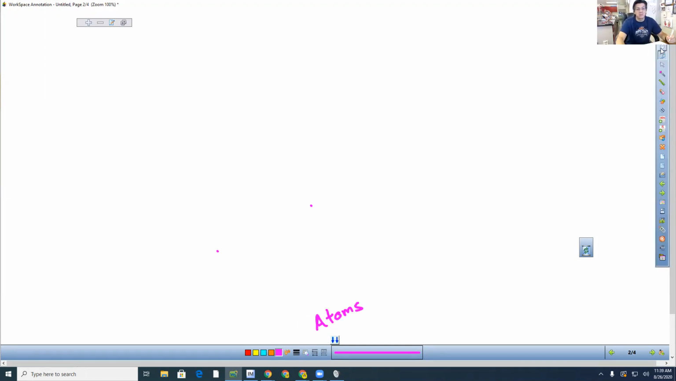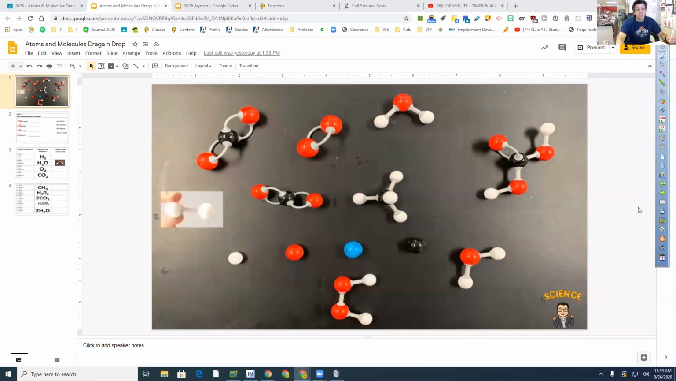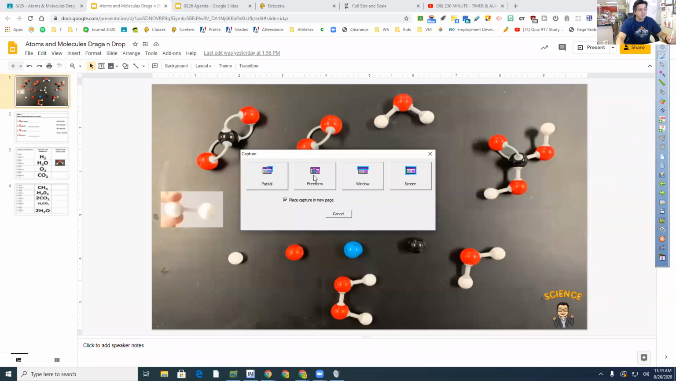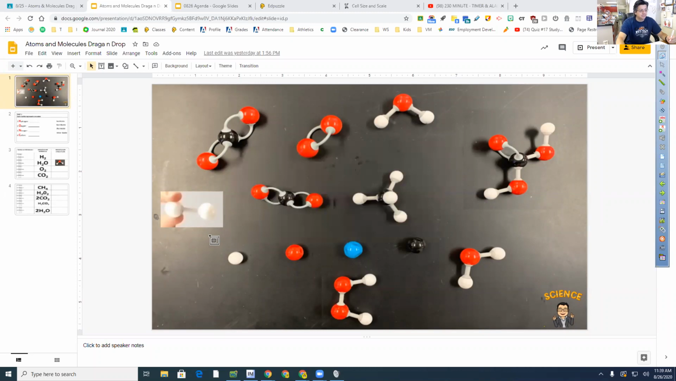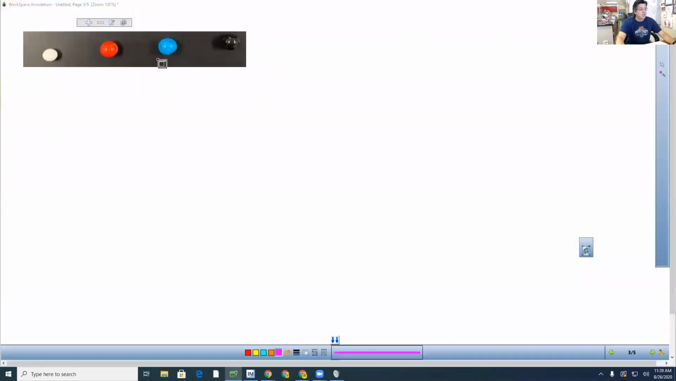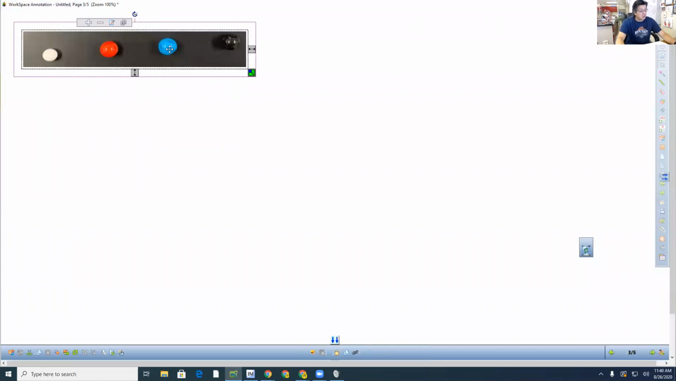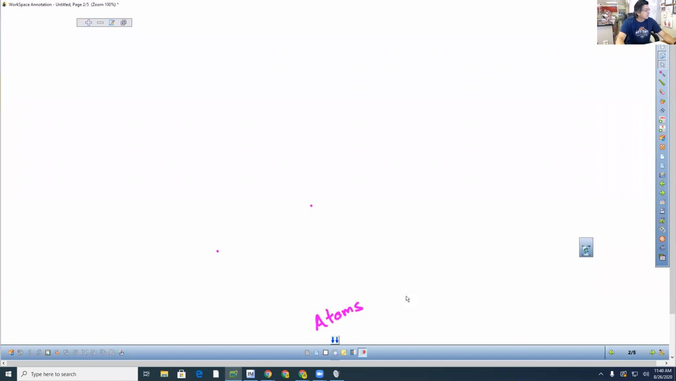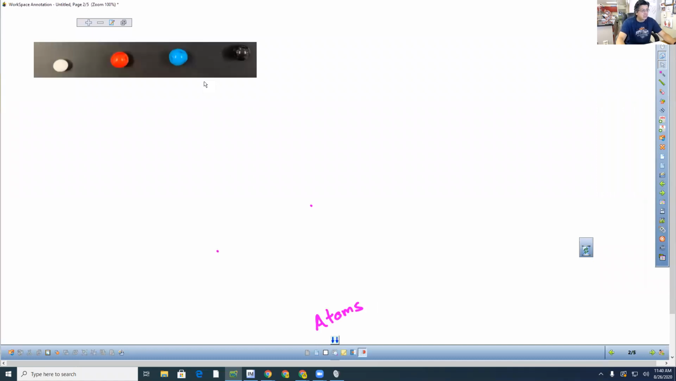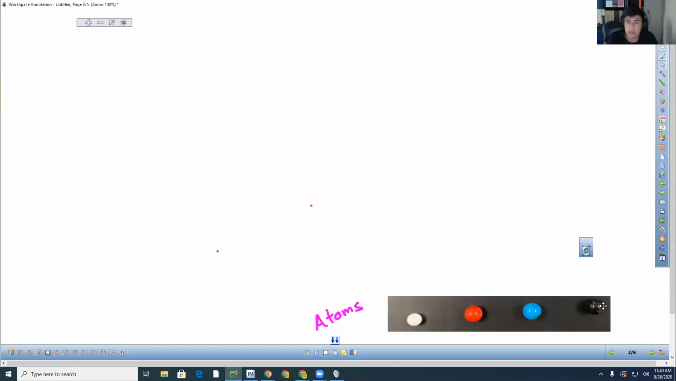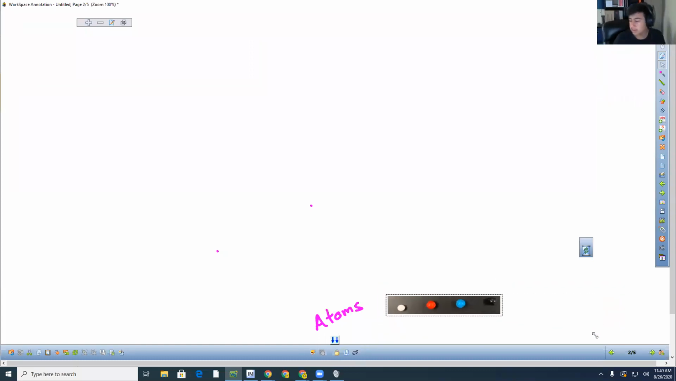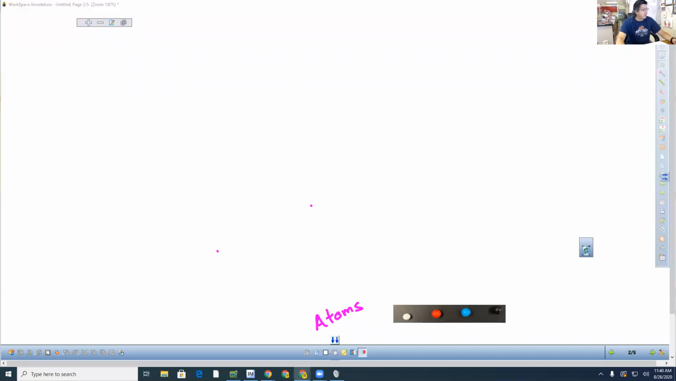Now, for our purposes, we're focused on these 4 atoms because this is biology. Keep that in mind. What are these 4 atoms? Okay, Juan, what are these 4 atoms again? Hydrogen, oxygen, nitrogen, and carbon. Very good.